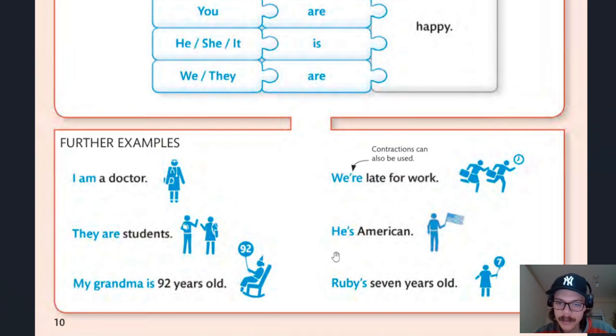He's is the same as he is. You're missing the I, which is marked by the apostrophe, and it goes all together. And you can see here, you can use it with other nouns, not just pronouns. So Ruby is a name. So if you say Ruby's, then in this case, again, the I is missing. It's marked by the apostrophe, okay? And it goes all together.